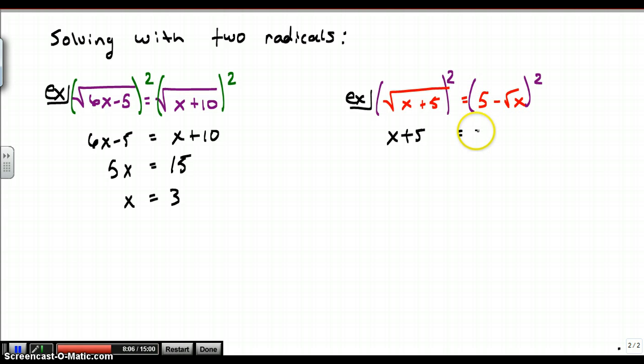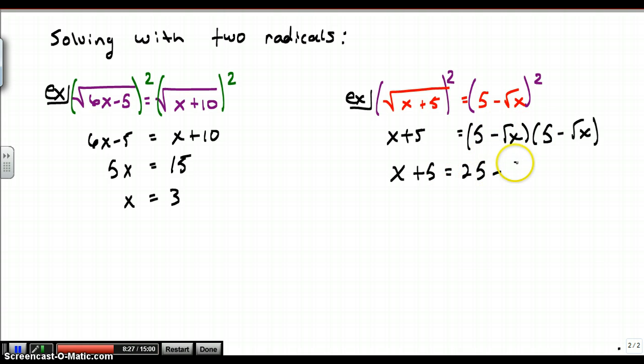So I'm going to rewrite this so you can see. This becomes 5 minus the square root of x times 5 minus the square root of x. This is a binomial squared. So I have to follow my distributive property. So this is x plus 5 equals, multiply the first, multiply the outside, multiply the inside. Oh, I'm sorry, that should be minus 5 square root of x minus 5 square root of x. And this becomes plus the square root of x squared, which is just x.